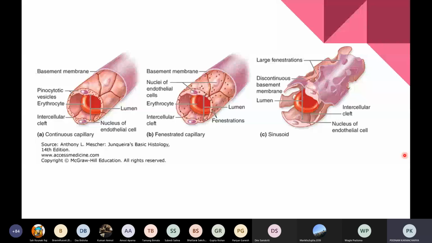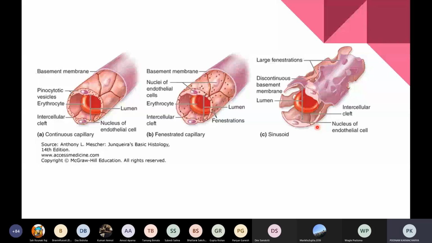So sinusoid, as you see in the picture, the gap between the endothelial cells is very large. Therefore, they allow exchange of large protein molecules and RBCs, and they are mainly seen in bone marrow, in the liver, and the spleen, right?